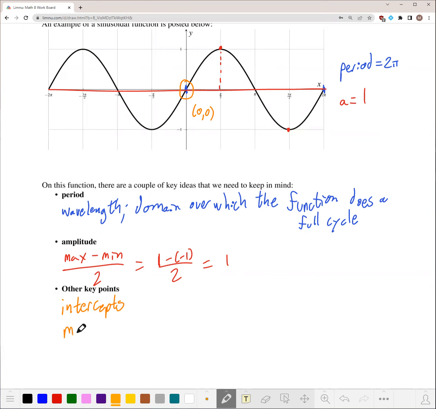Other key points, obviously, are mins and maxes. That's pretty helpful as well, because, for example, if I know that I'm expecting a maximum at pi over 2, then I can just look and see if it's moved. That will tell me stuff about how my function has been transformed. It also helps, obviously, my mins and maxes to look for my amplitude. That's kind of a no-brainer.